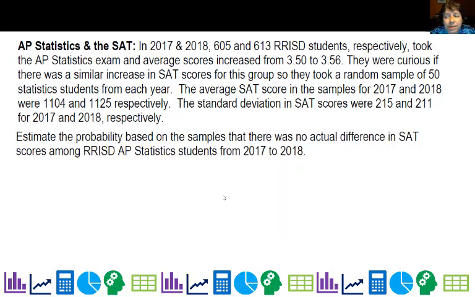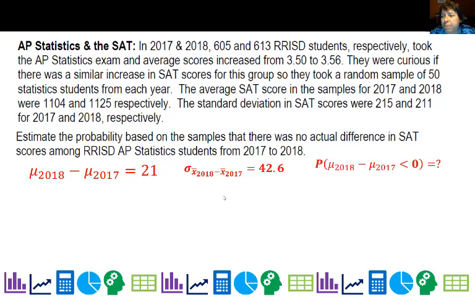Finally, the really fun part is estimating probabilities. So we're going to estimate the probability, based on the samples, that there actually was no real difference in the SAT scores for Round Rock ISD AP Stat students from 2017 to 2018. So we're going to assume 2018 is higher, no actual difference. We're going to say anything 0 and lower, so we're going to find the probability of that. The average difference we estimate at 21. Our standard deviation for these samples is 42.6. The probability we're looking for is a difference of 0 or lower, or more negative if you want to say.